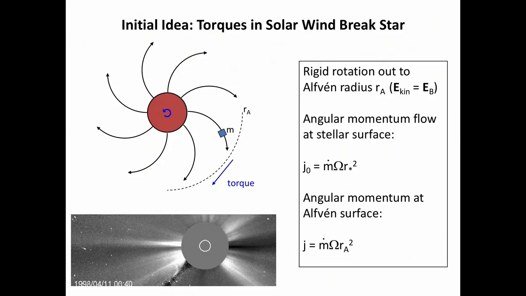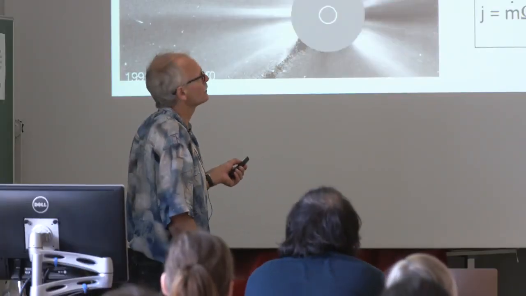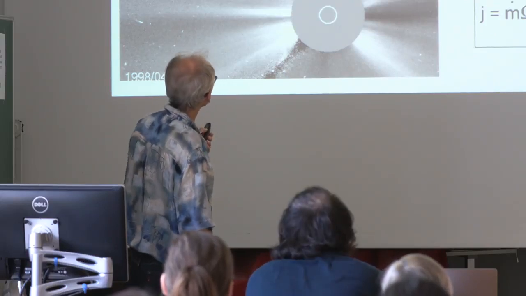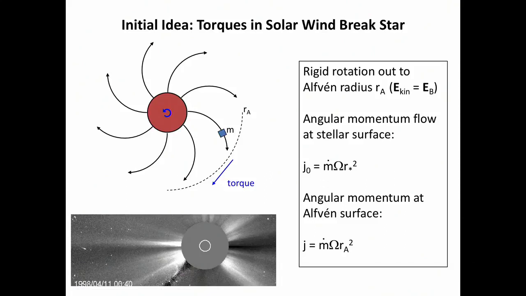Now, if you take the angular momentum flow at the solar surface with this mass element here, then you get a momentum flow that is ṁ Ω, that's the rotation rate, times R star squared. This is the stellar radius. That's just angular momentum. If you transport this out in this sort of rigidly rotating magnetic field to the Alfvén surface, you have the same expression again. Out there you have J equals ṁ Ω, but now you have to take the Alfvén radius squared. And that may be a big difference.